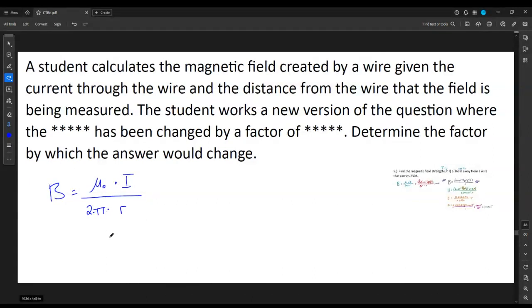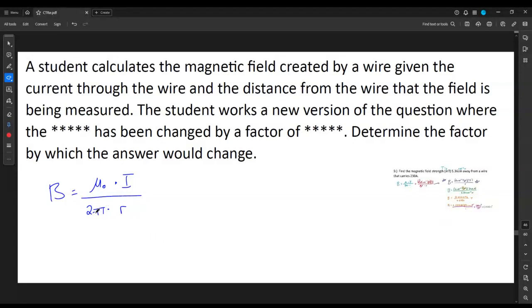So the 2 pi is the fact that we're looking at something that's consistent around a ring around the wire. So 2 pi r is the circumference of the ring that we would be looking at a certain distance away from the wire. Now, the nice thing about this is, because we're going to make a small change and compare the new answer to the old answer, then technically mu naught is a special number and it cancels away.